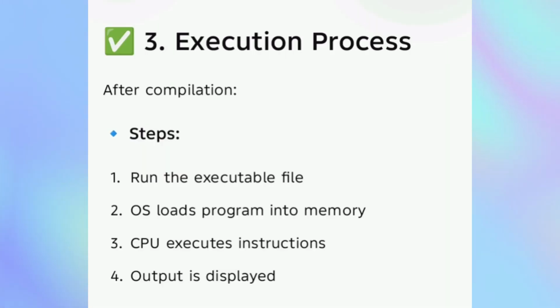Execution process. After compilation, the next step is to run the executable file. The OS loads the program into memory. The CPU executes the instructions. The output is displayed on the screen, like a monitor or projector.